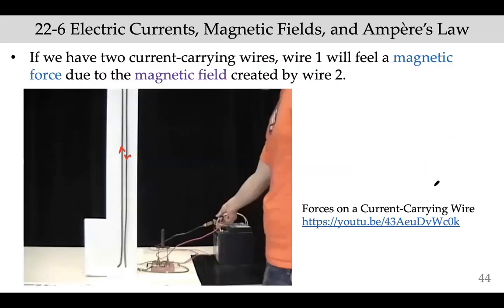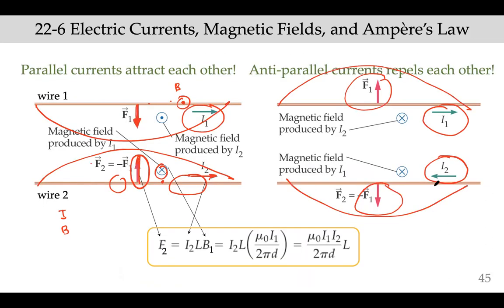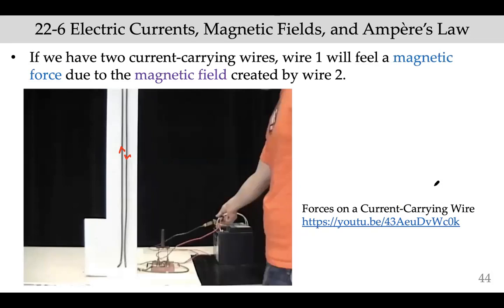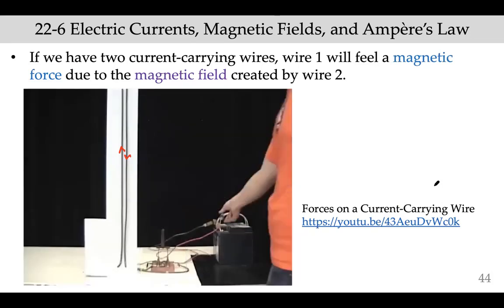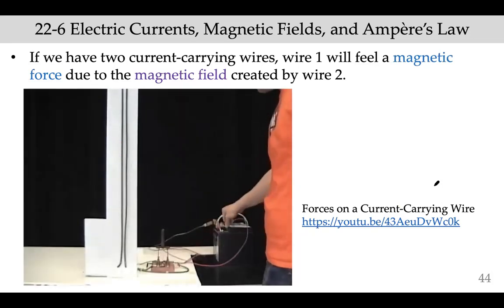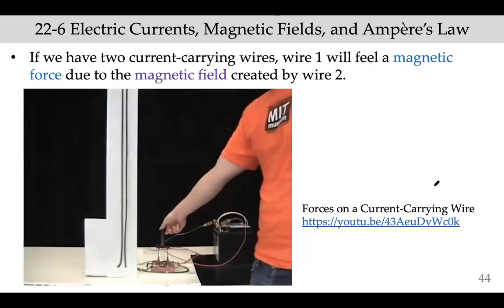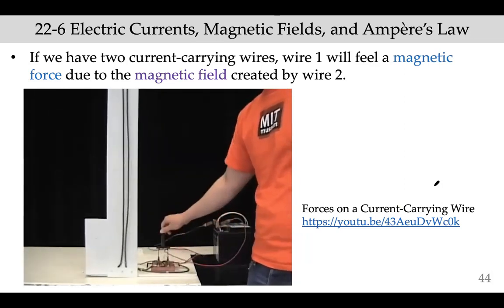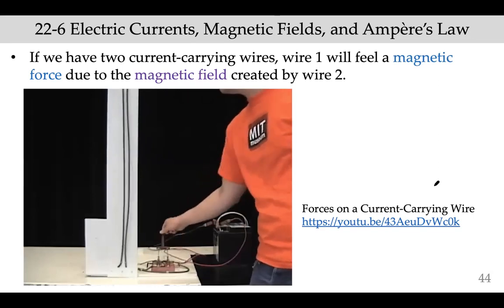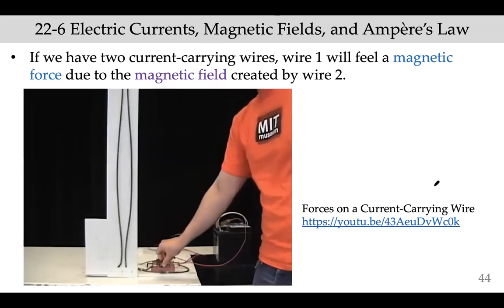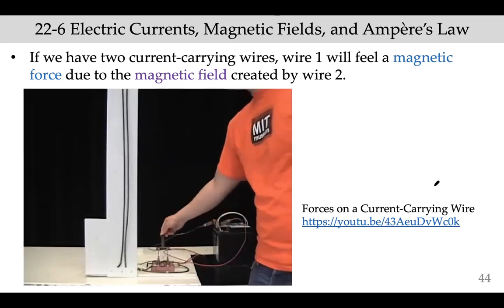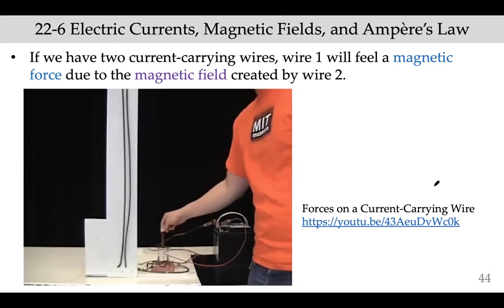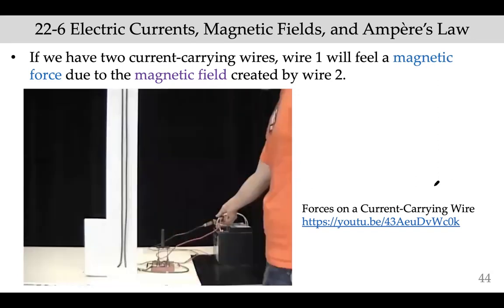Let's go back to this demo once more. In one case, of course, here we don't know the directions of the current, but we can see that they repel each other or they are attracted to each other. And that depends on if the currents are parallel or if they are anti-parallel, which means opposite.